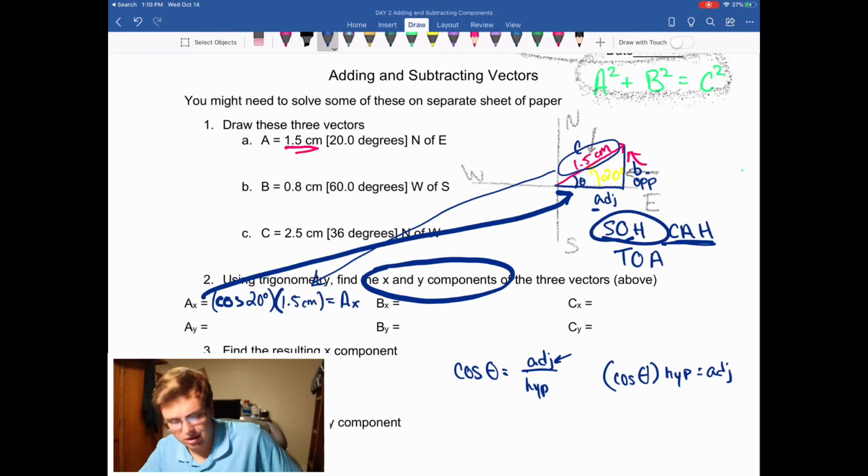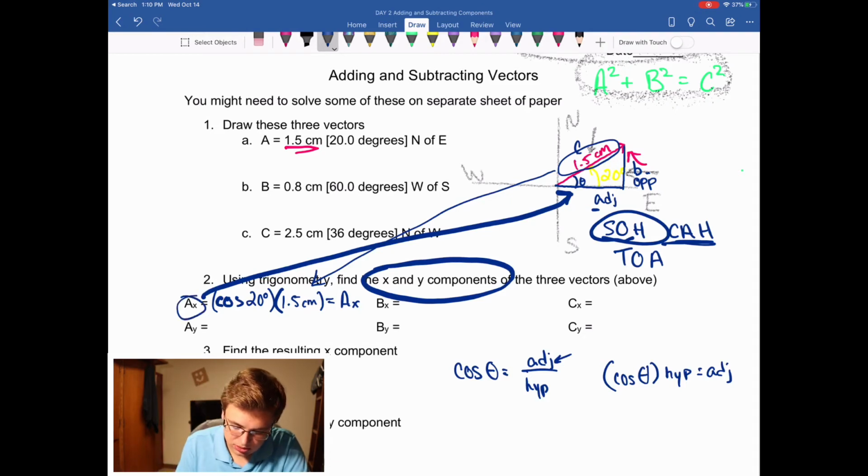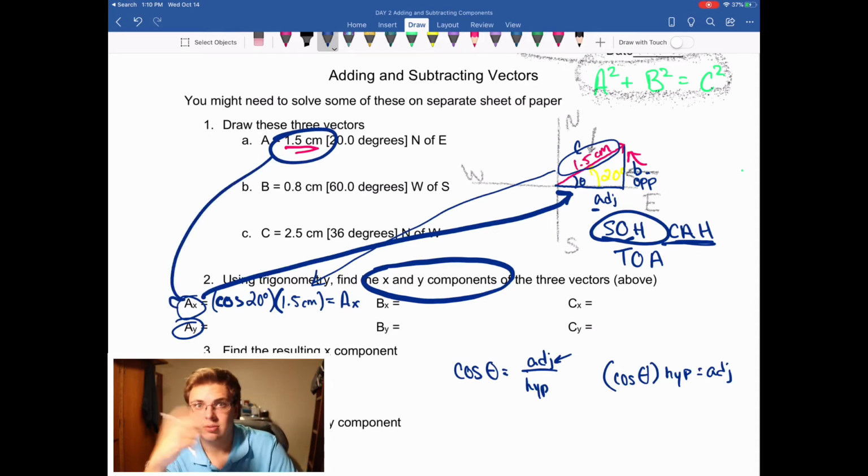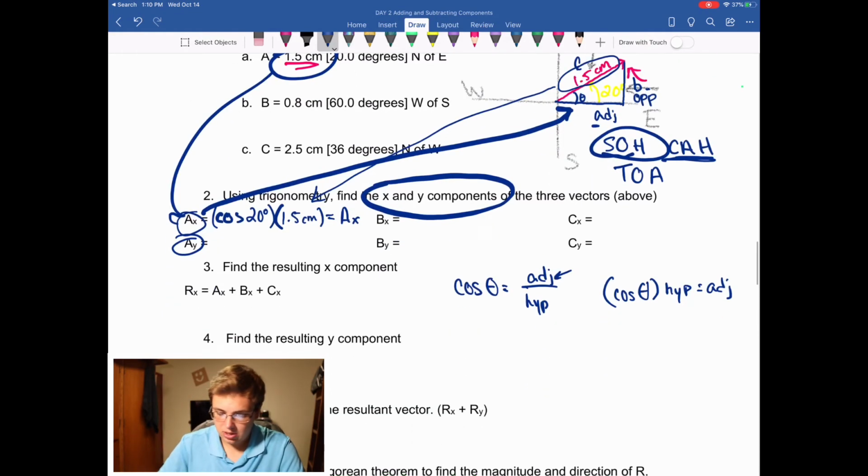And by the way, our components, are they less than or greater than our hypotenuse? Should be less than, right? Okay. So you make sure that these numbers are always less than this number. Because that's how it works. A squared plus B squared equals C squared. Okay. Now we go from there.